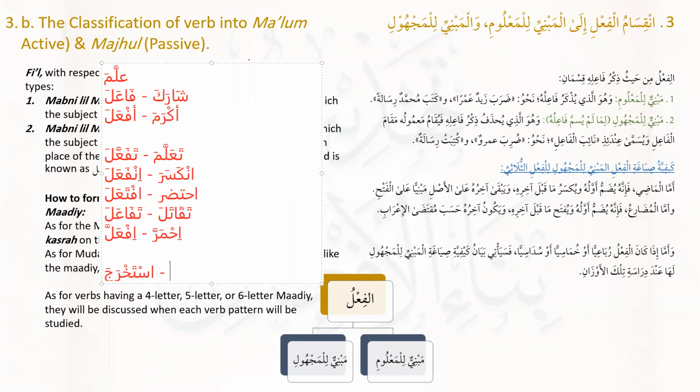What are the root letters of استخرج? خ ر ج. How many letters does it have in its madi state? 6 letters. طيب. And what if you put it in the mizan sarfi, in the scale of sarf, to weigh it, what will its wazn turn out to be?